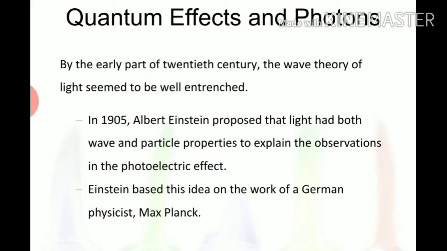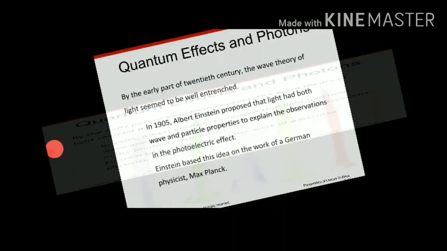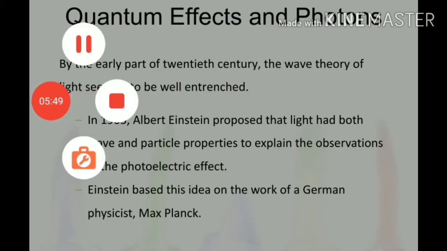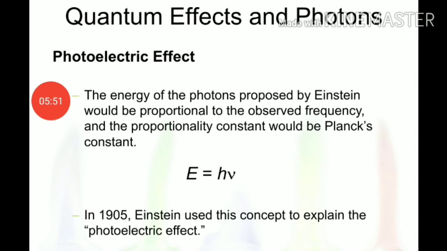The scientist Albert Einstein worked on the idea of Planck. Einstein observed that the energy of a photon is proportional to the observed frequency of light, and therefore he used the relation of the photoelectric effect and Planck's relation.